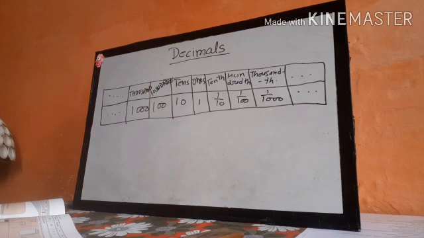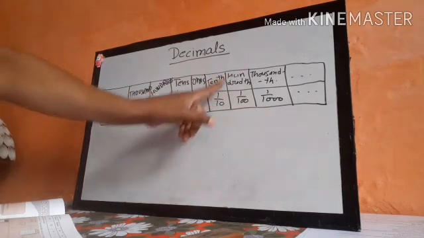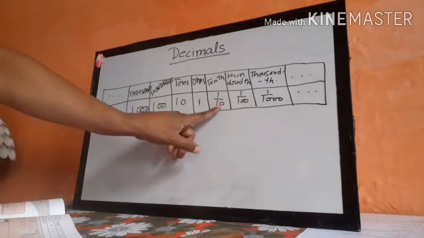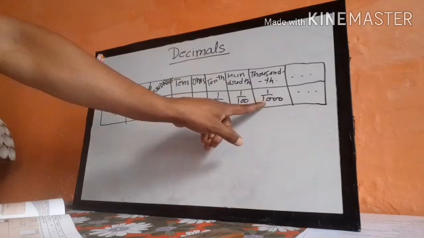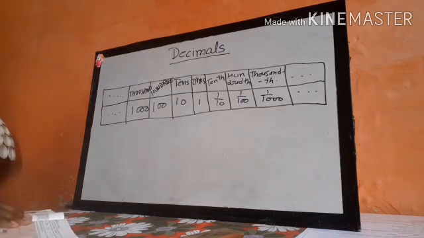Similarly, moving a digit from left to right, its place value becomes 1/10. So 1/10 means it is the 1/10 part of this. This is the 1/10 part of this. This is the 1/10 part of this. So we can expand the place value as shown in the chart. Let us learn to write decimals in the place value.